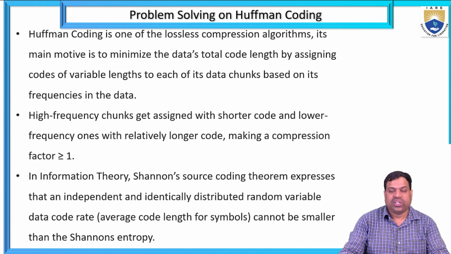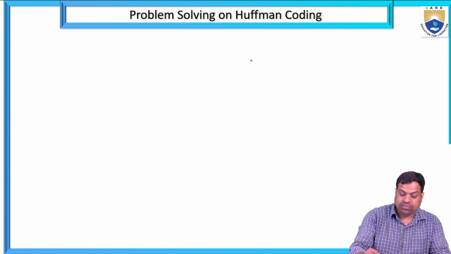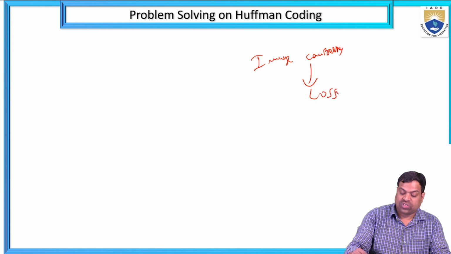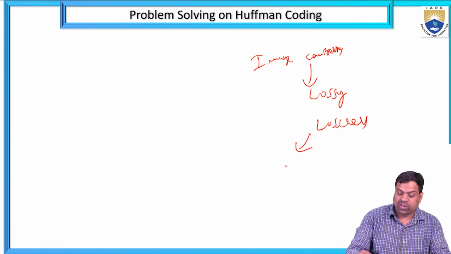But in information theory, Shannon's source coding theorem expresses that for an independent and identically distributed random variable, the average code length of symbols cannot be smaller than the Shannon entropy. So actually, image compressions are of two types, lossy and lossless. We are discussing lossless today. Huffman coding is one type of lossless coding.